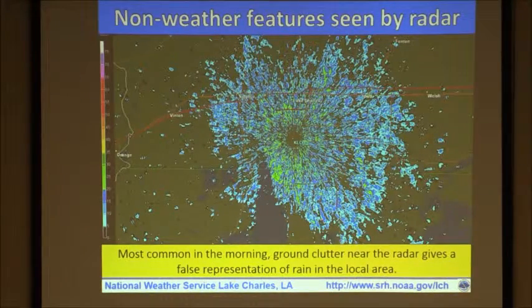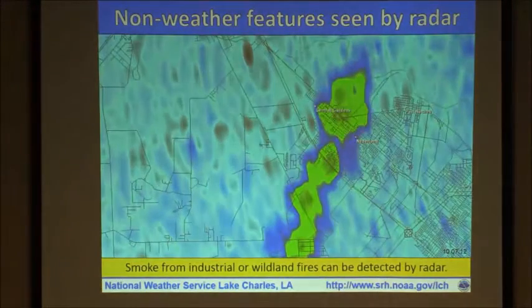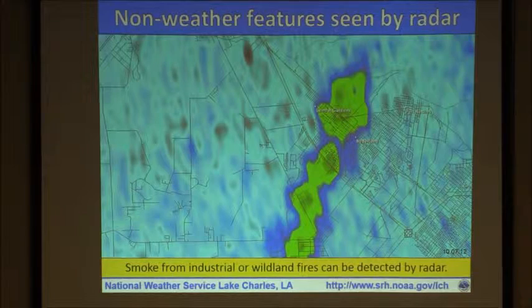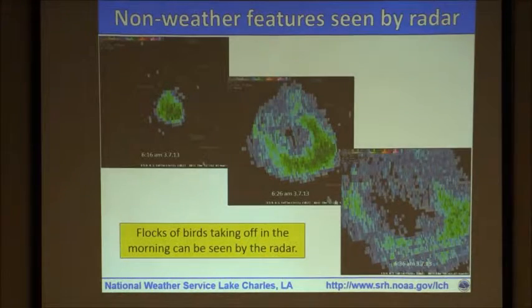Other non-weather things seen on the radar, this is just your typical ground clutter that you're going to see in the morning hours. Sometimes you can see things like smoke from fires. This is a hazmat accident over in the Beaumont, Port Arthur area that we saw the plume, and we can zoom in and overlay it with the streets and whatnot to tell people where the heaviest plume of this stuff is going.